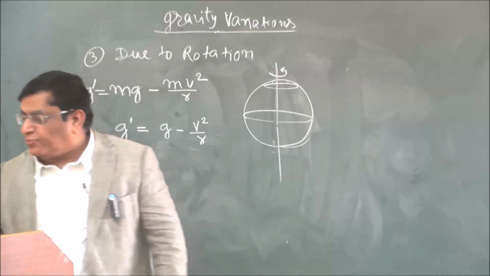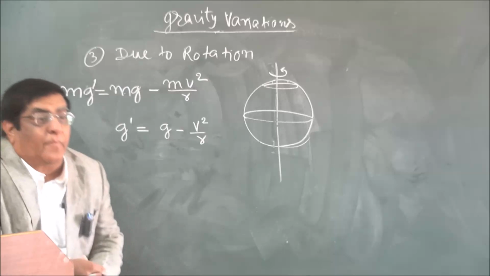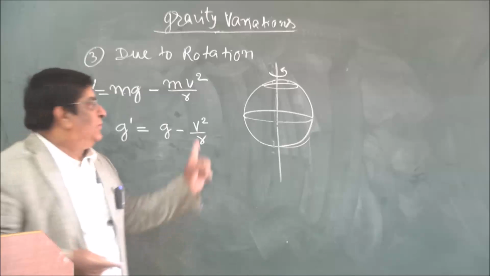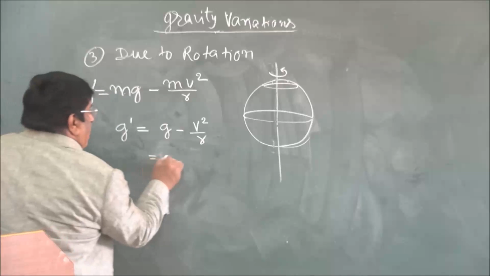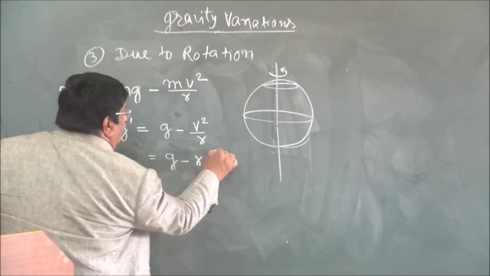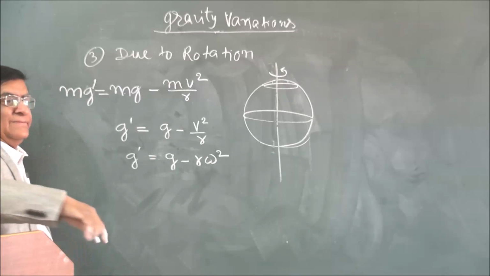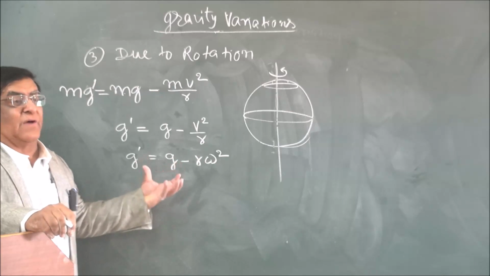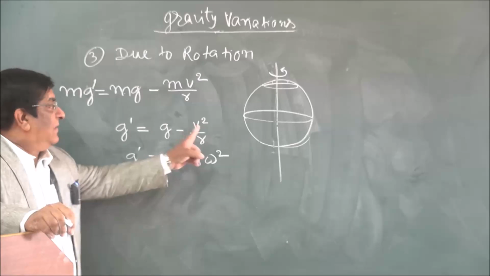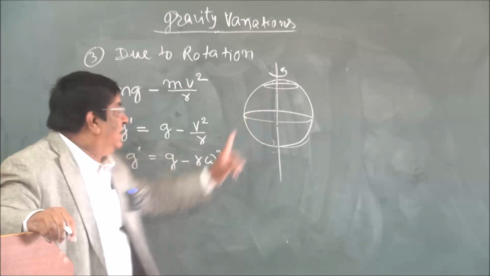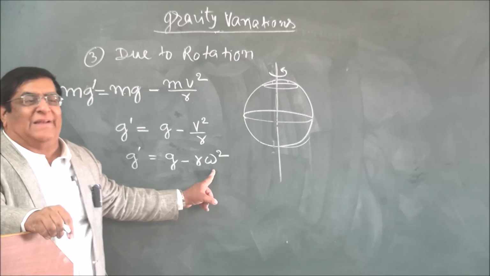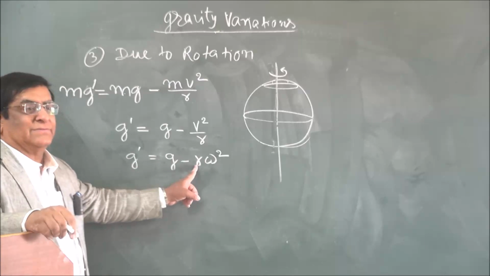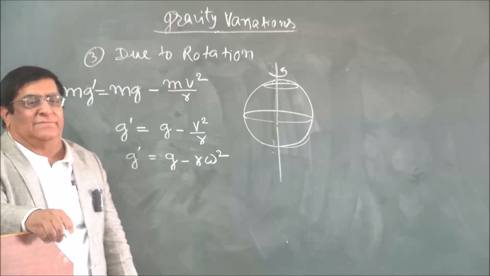Now can you convert this V into omega? V is equal to? Yes, so this will be? Right? One R is cancelled and we get R omega square. Now it has become a much better expression. Why? The velocity at every point keeps on changing. Omega does not change. I told you it remains the same all over. So this is a constant, this is a constant. So g dash depends only on the radius of the earth. Understand?